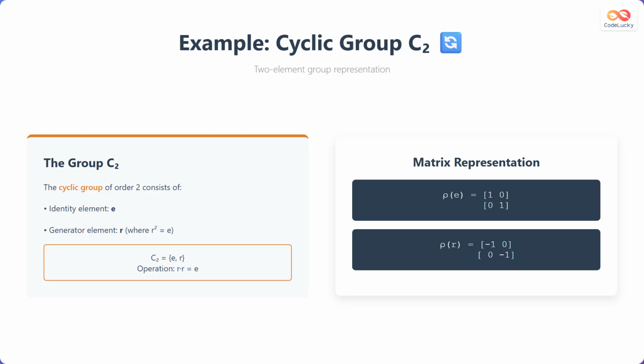Now, let's construct a matrix representation ρ of C2. We can define ρ(E) as the 2 by 2 identity matrix, with ones on the main diagonal and zeros elsewhere. Similarly, we can define ρ(r) as the 2 by 2 matrix with negative ones on the main diagonal and zeros elsewhere.